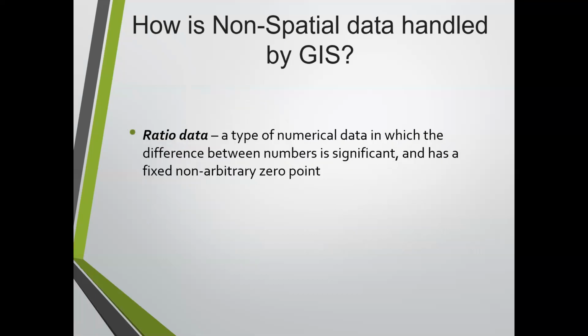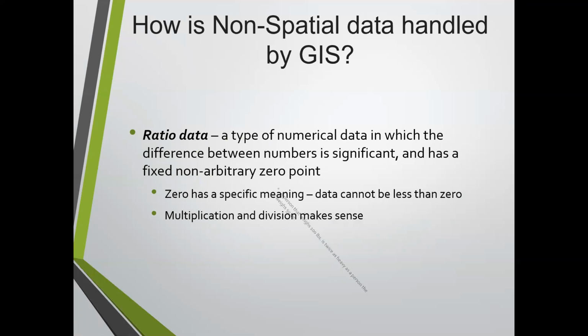So the highest order of data is what they call ratio. So this is a type of numerical data where the difference between numbers is significant and it has a fixed non-arbitrary 0 point. Okay, so in this system, mathematically, subtraction makes sense, so does multiplication and division. So an example, 0 has a specific meaning. So in other words, data cannot be less than 0. So we can talk about where multiplication and division makes sense with this data. So a person that weighs 100 pounds is twice as heavy as a person that weighs 50 in this system, okay? So this is the highest order probably of attribute data that you would see.